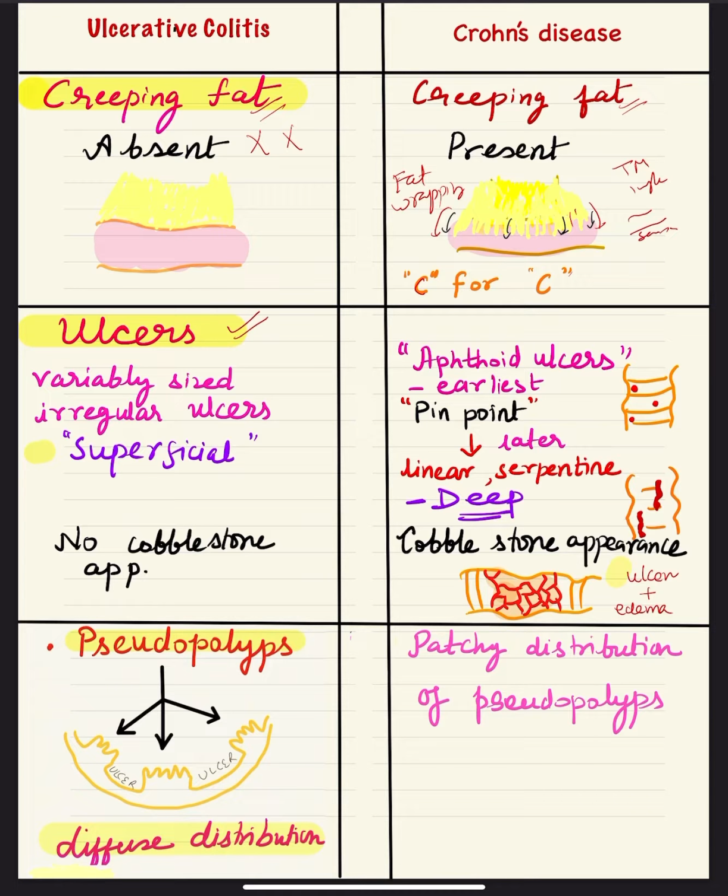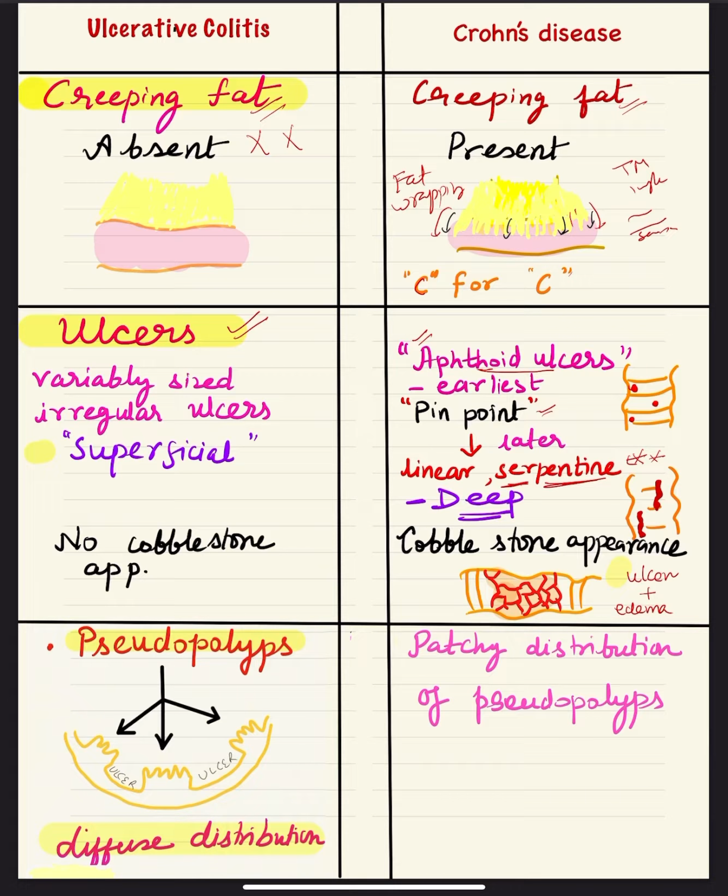Next is ulcers. Ulcers are very important. They are morphological gross features in both ulcerative colitis and Crohn's disease, but there is a difference in morphology. In Crohn's disease, the ulcers initially are pinpoint, and they are known as aphthoid ulcers. Later on these pinpoint ulcers coalesce together and form linear and serpentine ulcers, snake-like. This is a very important point, it will be asked in the exams.